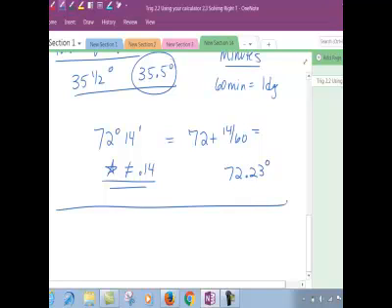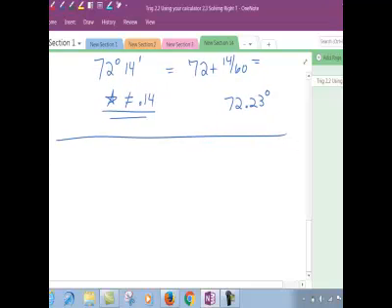You'll have some problems that have minutes instead of decimal part. All right, here we go. Setting up the right triangle.